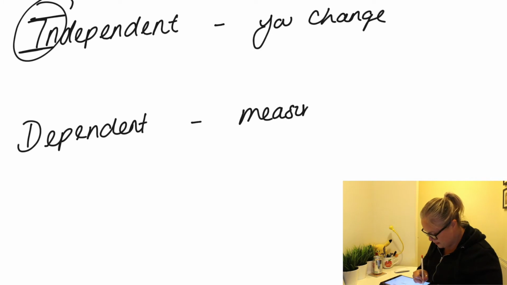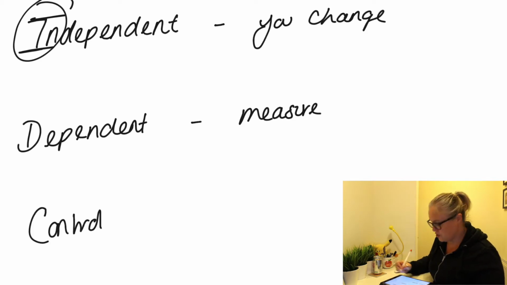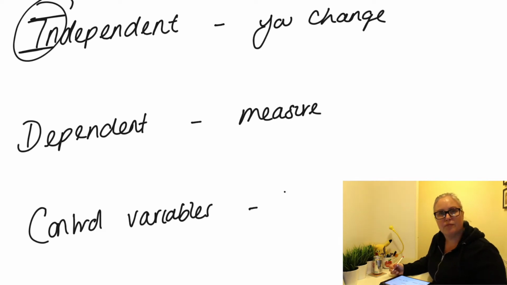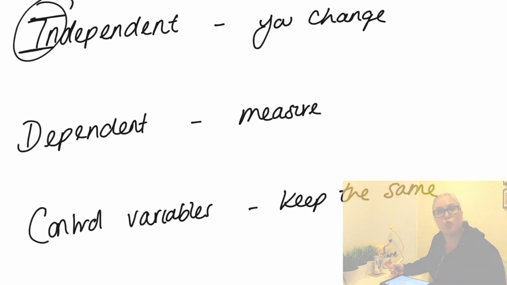And the final one is the control variables. Now, there'll be more than one of them for every investigation, and these are the things you keep the same. So the independent variable, the one I changed, is the one you're investigating. The dependent variable, the one you measure, and the control variables, the ones you keep the same. So you need to be able to look at a title of an investigation or carry out an investigation and know what the dependent variable is, the independent variable, and some control variables for that investigation. So let's have a little look at a couple.